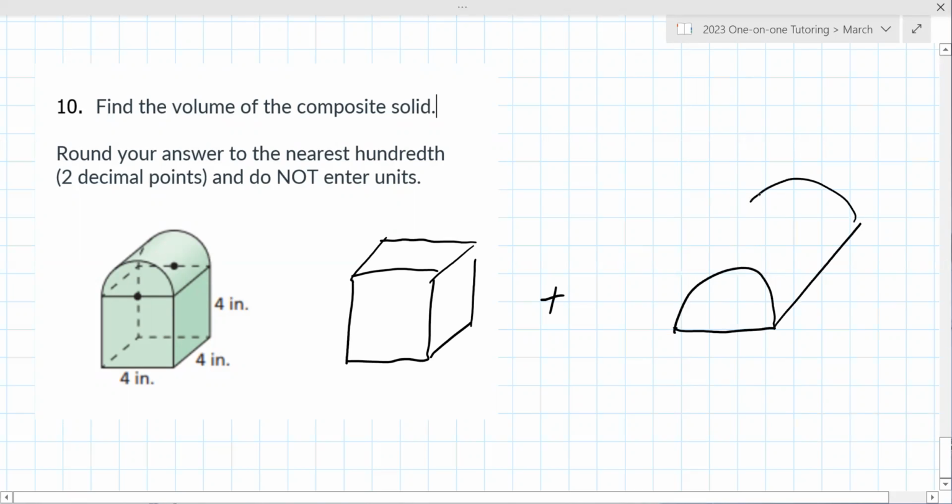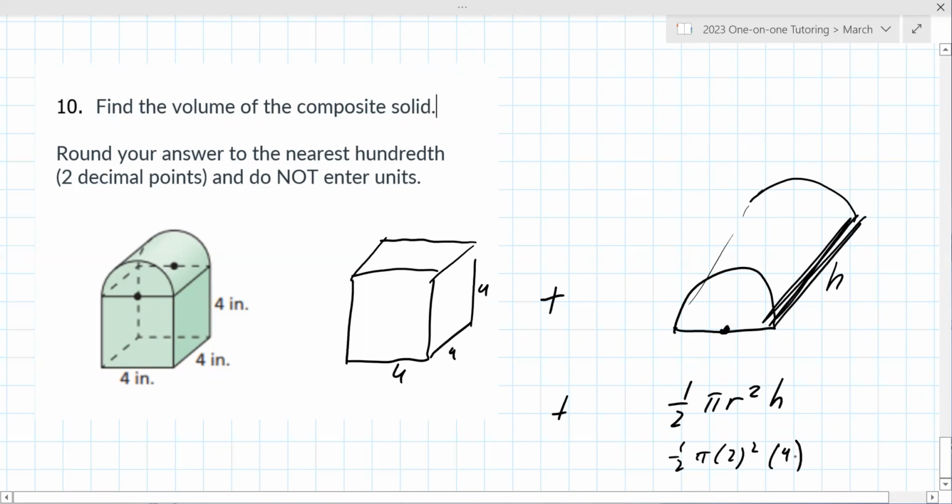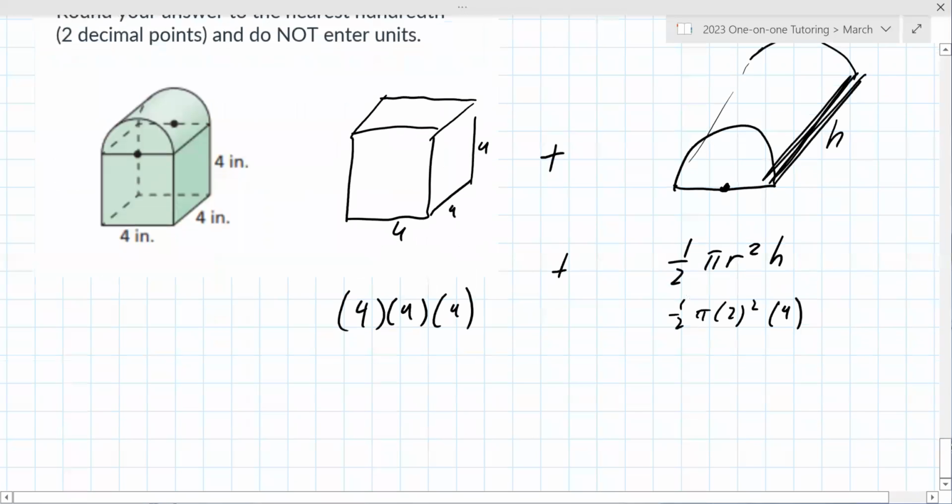So the formula for that one would be 1/2 times pi times r squared times height, right? Exactly. And what is the radius in that cylinder? It'd be 2. So 1/2 pi 2 squared, and then what's the height, which is this dimension along here? 4. Yes. So you've got 4 times 4 times 4 for the box, with more 4s on the right here. Go ahead and calculate that.